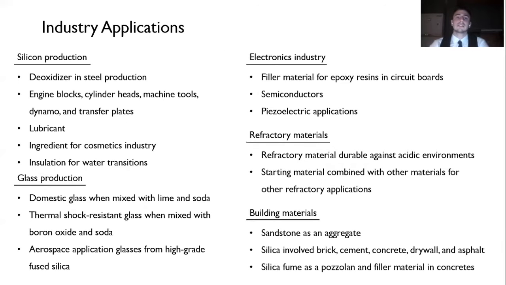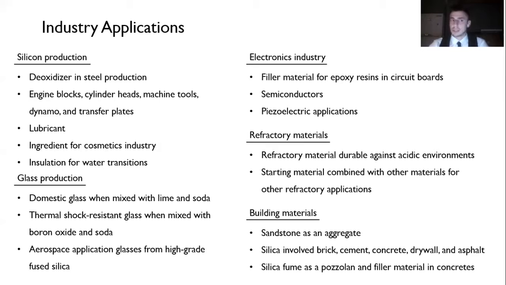So the industry and applications of silica can be counted as silicon production, glass production, electronics industry, refractory materials, and building materials. So for silicon production, deoxidizer in steel production, engine blocks, cylinder heads, machine tools, dynamo and transfer plates, lubricants, ingredients for cosmetics industry, and insulation for water transitions can be given as examples.